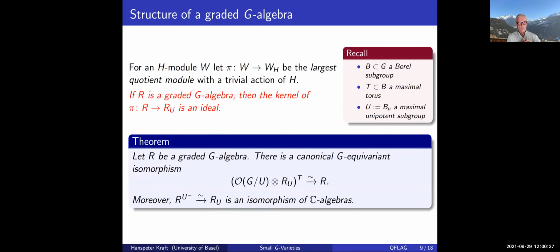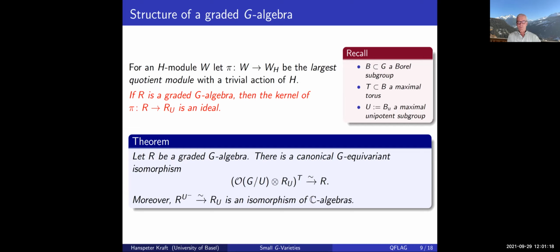And here is the main theorem. It looks a little strange, so we have just to look at it. I start with a graded G algebra. Then the interesting point is there is a canonical G equivariant isomorphism, which is of the following form. You take the coordinate ring of G mod U. Remember, this is exactly the algebra which contained every irreducible representation once. You tensor it with the quotient RU.